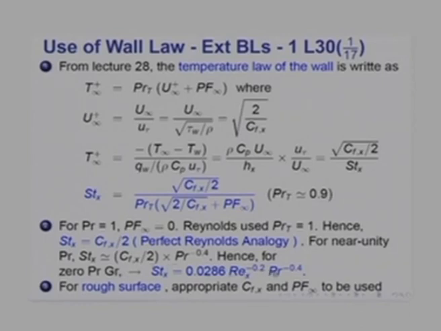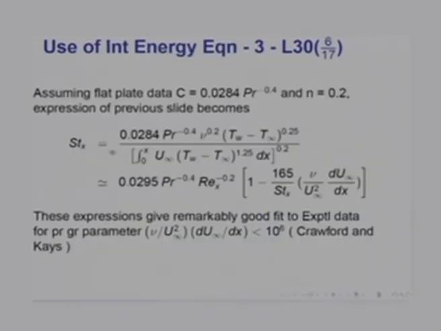0.0286 Reynolds x to the power of, essentially if I say C is equal to 0.0286 Prandtl raised to minus 0.4 and n equal to 0.2, then that is what I have done here. I would get a relationship for Stanton x equal to this quantity, and you will recall that u infinity is actually the pressure gradient. Although these constants are strictly valid only for flat plate, this Stanton number expression has used the same value of C and n, and you get this relationship for Stanton x.